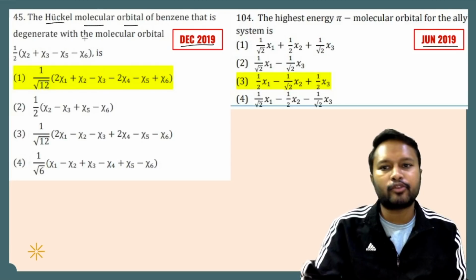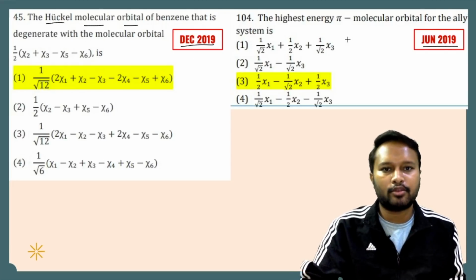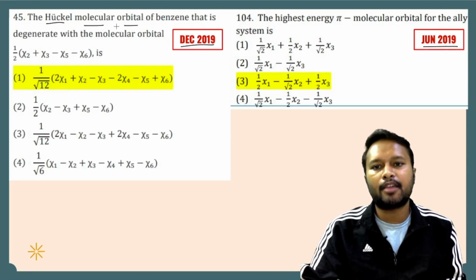I'll do one of them, the other one you have to do. It says to find the Huckel molecular orbital of benzene that is degenerate with the molecular orbital given to you. You have to see which one is degenerate with that. Degenerate means both of them will have the same energy.